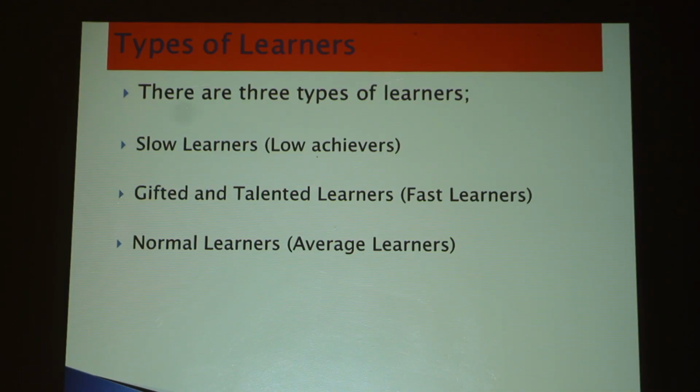Having looked at the factors that affect effective teaching, we're going to look at the learners, the types of learners. We need to understand the types of learners. We have basically three types of learners. In a class of 60 students, beware, you have three types of learners. Number one, we have the slow learner. Number two, we have the gifted, talented learners. Number three, we have the normal, the ones we call average learners.